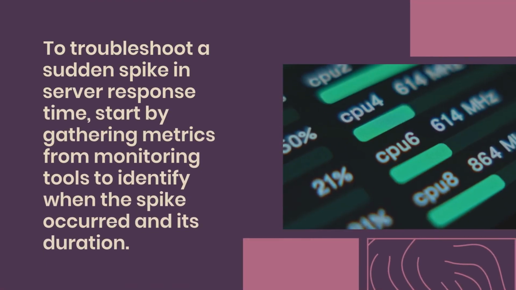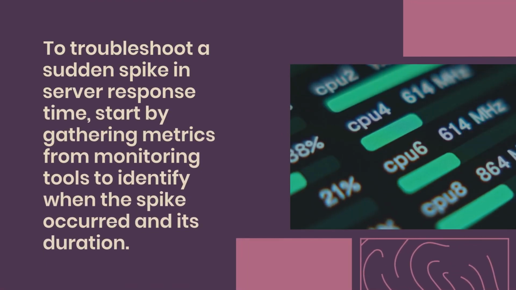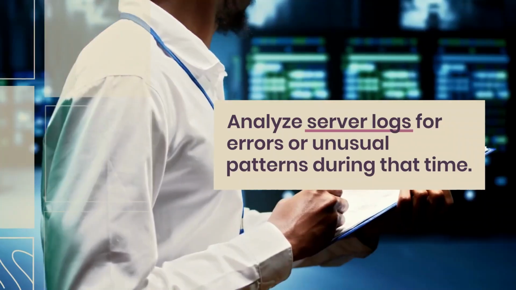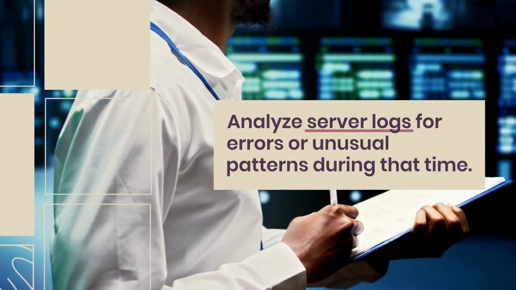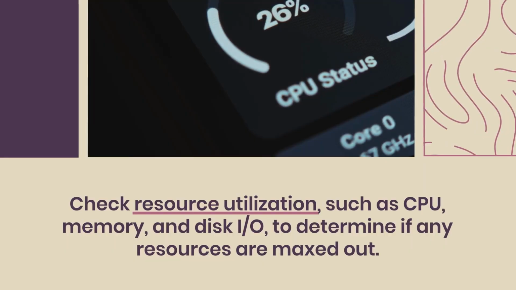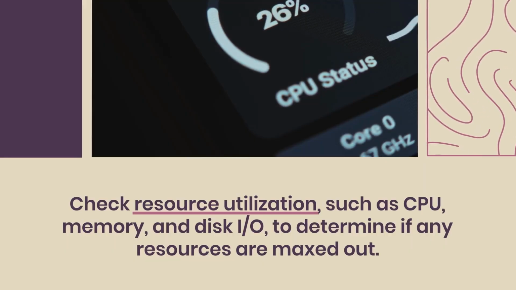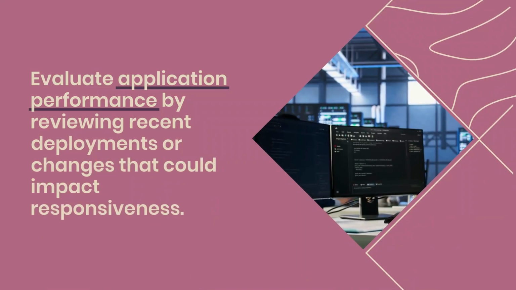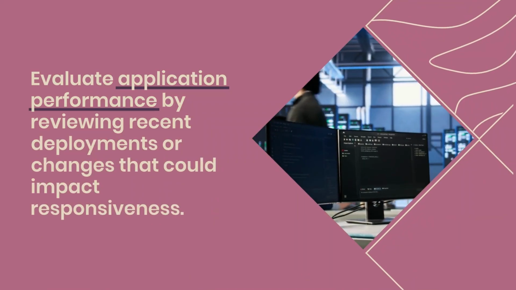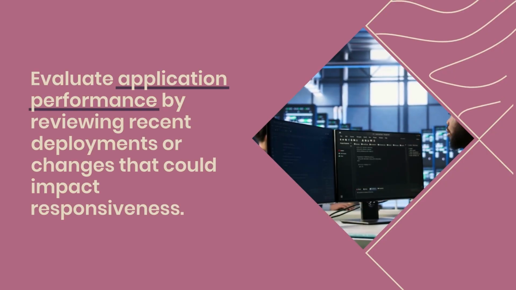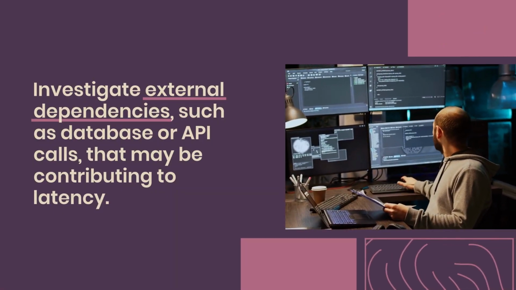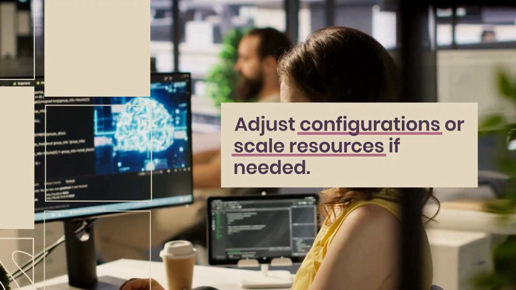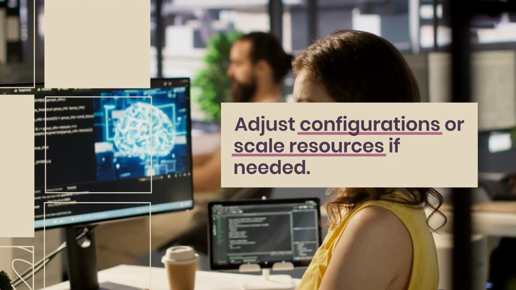To troubleshoot a sudden spike in server response time, start by gathering metrics from monitoring tools to identify when the spike occurred and its duration. Analyze server logs for errors or unusual patterns during that time. Check resource utilization, such as CPU, memory, and disk I/O, to determine if any resources are maxed out. Evaluate application performance by reviewing recent deployments or changes that could impact responsiveness. Investigate external dependencies, such as database or API calls, that may be contributing to latency. Adjust configurations or scale resources if needed.